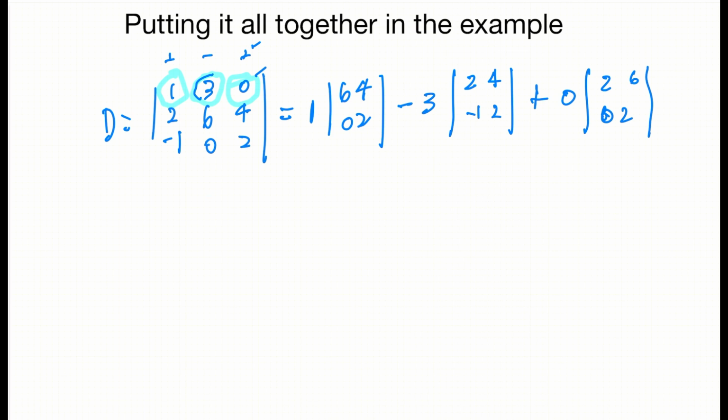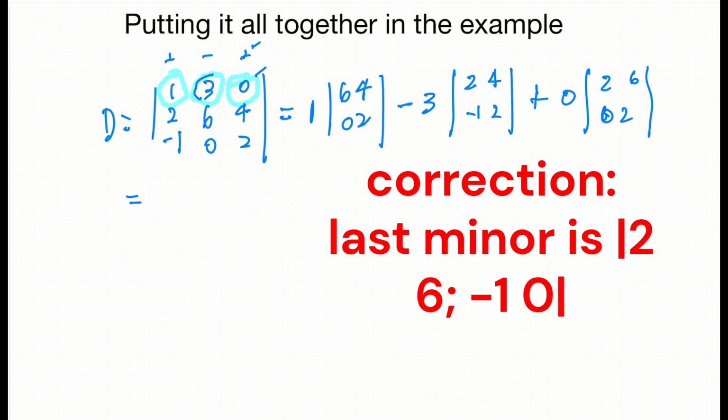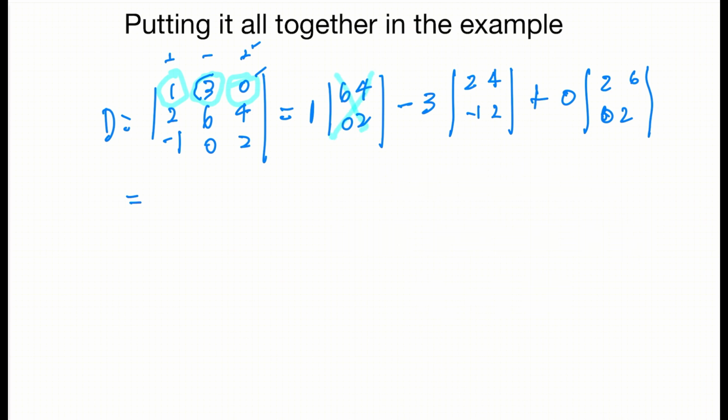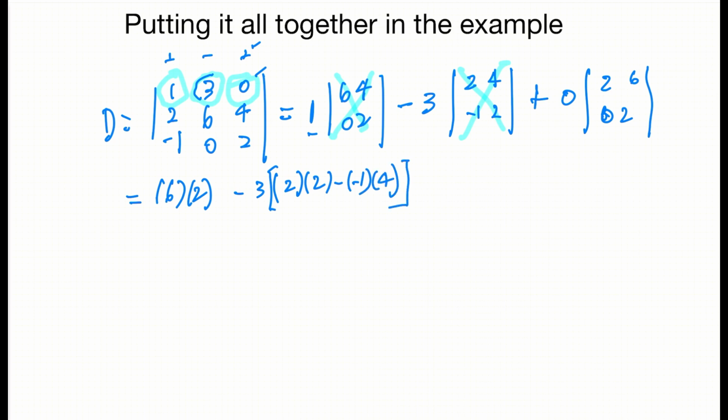Okay, now if we go back and start doing all these cross multiplications, the first one is just going to be 6 times 2, and then it's going to be minus 0 times 4, so we're not going to worry about that. And it's got a 1 out in front, so that's going to be the first element. Now, minus 3 times, do our cross multiplication here, and that's going to be 2 times 2, and then minus a -1 times 4, and we've already done this. I'm just doing it again, basically.